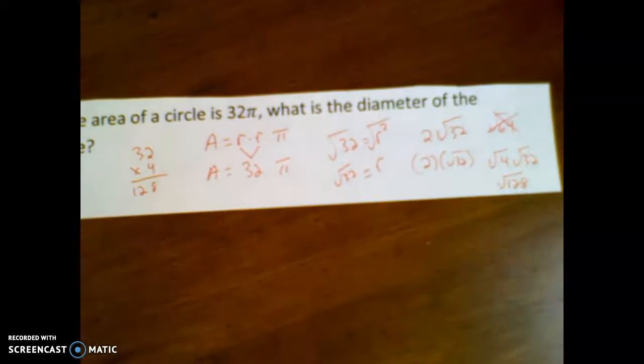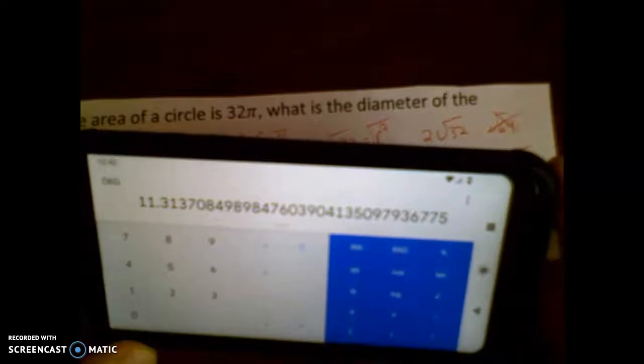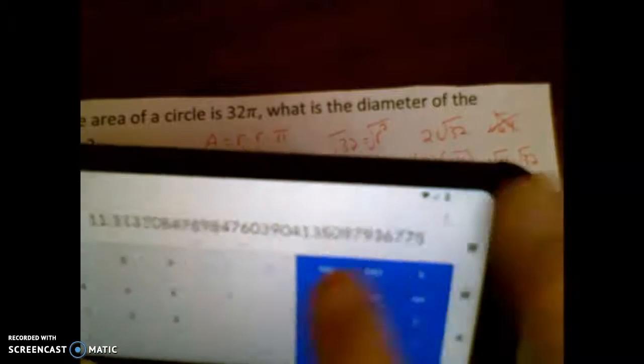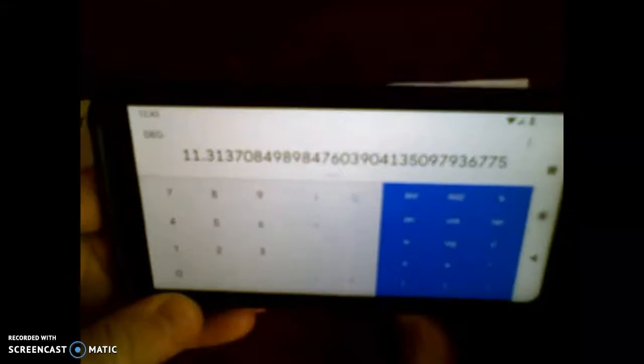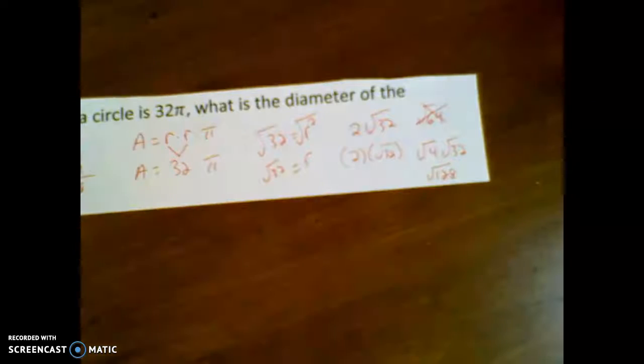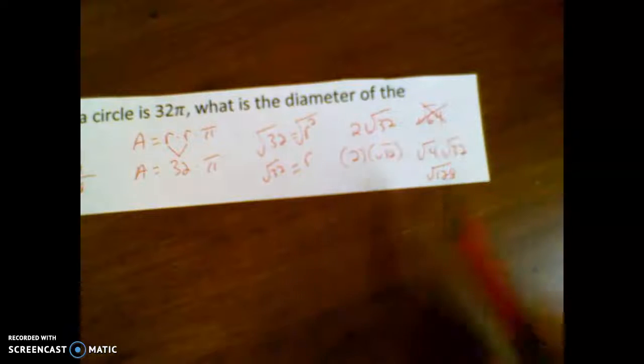One last thing, I did show you that when I doubled the square root of 32, I got 11.3 something. So what I'm going to do is clear this, and now I'm going to type in the square root of 128. So the square root of 128, and see how I got the same thing? So I was able to solve this by just working with the radicals as well.